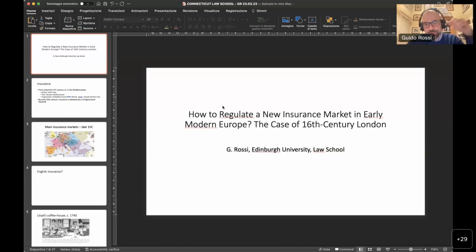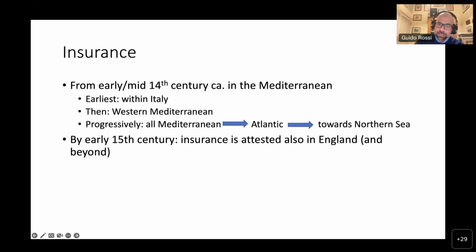So, how to regulate a new insurance market in early modern Europe, the case of 16th century London. Now, we had insurance at least from the middle of the 14th century. Insurance, as we know of it, roughly begins to appear in notarial records from that moment onwards. Actually, the very first policy we know of was made for a route between Genoa and the city where I'm talking from, Palermo. So it's roughly dated to the middle of the 14th century.